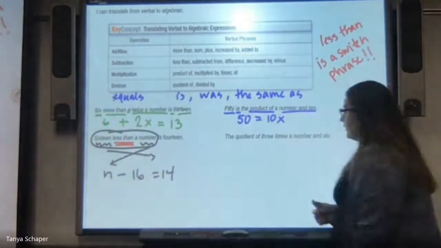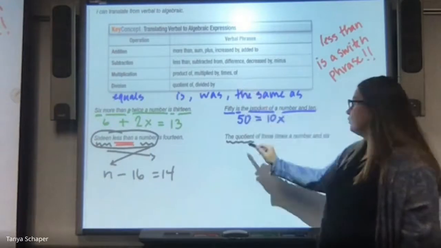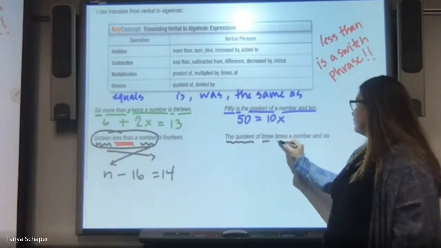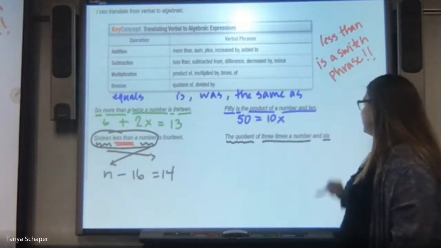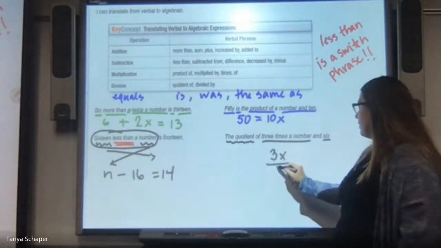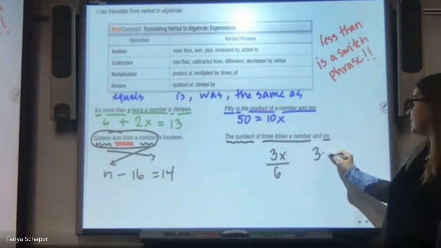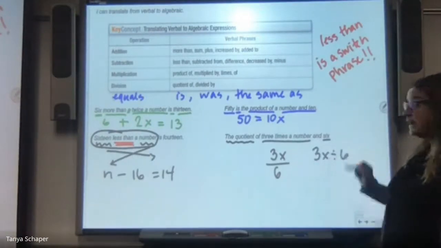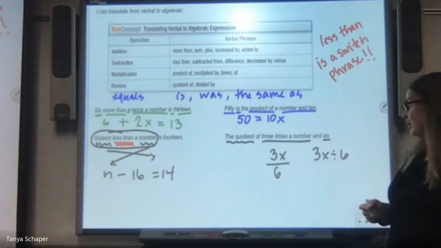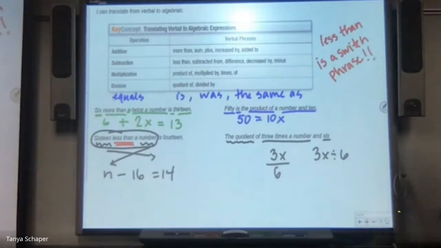Let's try this next one. The quotient. Quotient is division. What am I dividing? 3 times a number and 6. I'm dividing 3 times a number and 6. I could write it that way. I could take 3 times a number divided by 6. That would work, okay? A couple different ways. Let's try a few more and then you'll get some practice.